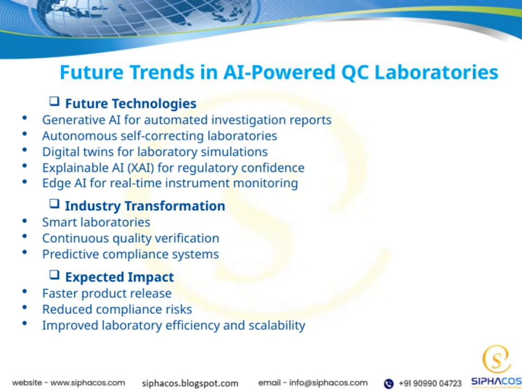Finally, what does all this mean for us? We can expect faster product releases, as these innovations streamline development and testing. Compliance risks will decrease because of better monitoring and understanding of processes. And overall, laboratory efficiency and scalability will improve significantly, allowing us to handle larger volumes with greater precision. These trends are truly shaping the future of quality control in ways that will benefit both industry and consumers alike.